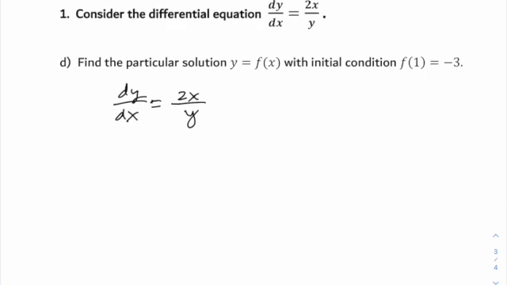And so I'm just using a little algebra here. I'm going to multiply both sides by y to bring that over there, multiply by dx to bring that over there, and now I have y dy equals 2x dx. And so now I'm going to integrate each side.